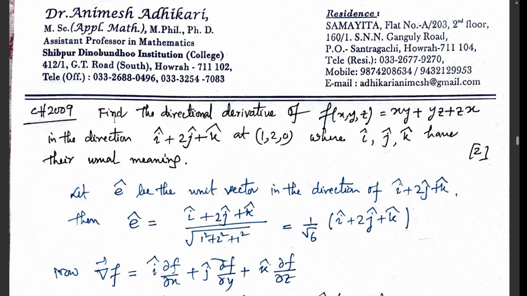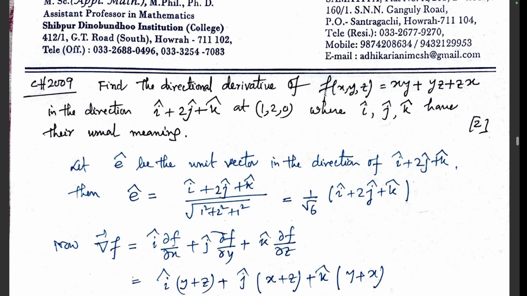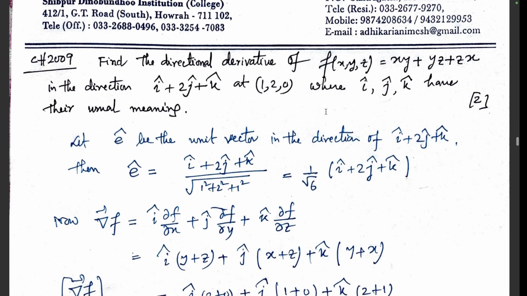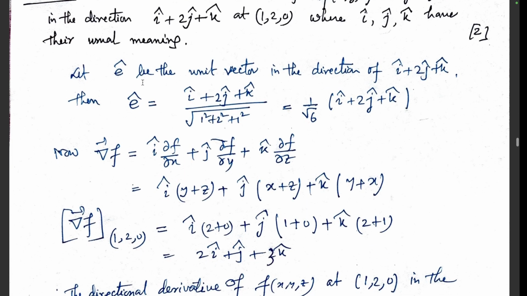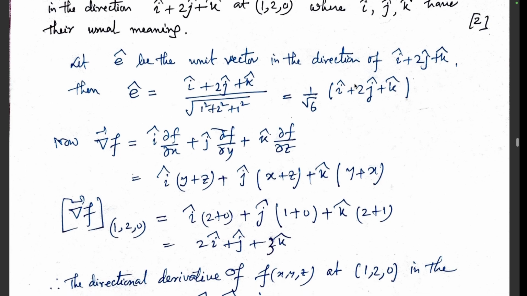Next question, 2009: find the directional derivative of the surface f = xy + yz + zx in the direction i cap + 2j cap + k cap at the point (1, 2, 0), where i cap, j cap, k cap have their usual meanings. The e cap is the unit vector in the direction of this, so e cap is 1 by root 6 times (i cap + 2j cap + k cap).